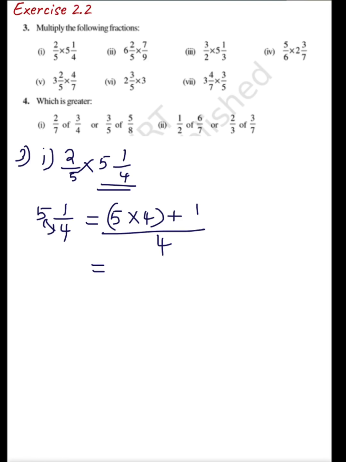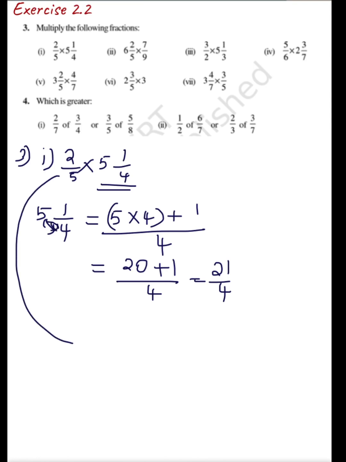So what is 5 into 4? 5 into 4 is 20. 20 plus 1 is 21 divided by 4. So you will get 21 divided by 4. Understand? But our question was actually what? 2 by 5 into 5 1 by 4. So it will turn into 2 by 5 into, instead of 5 1 by 4, you can write this 21 by 4.